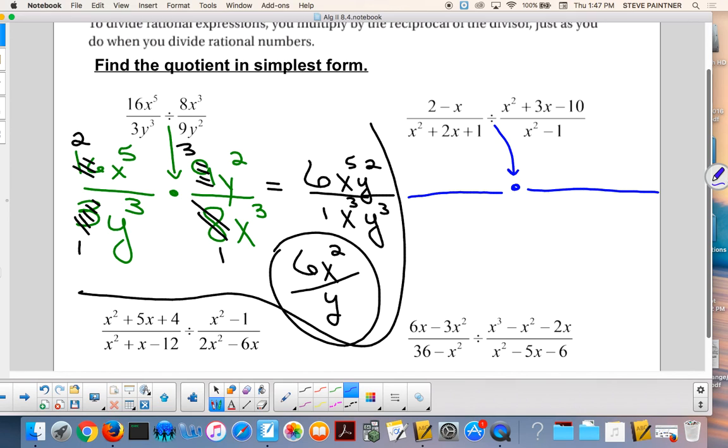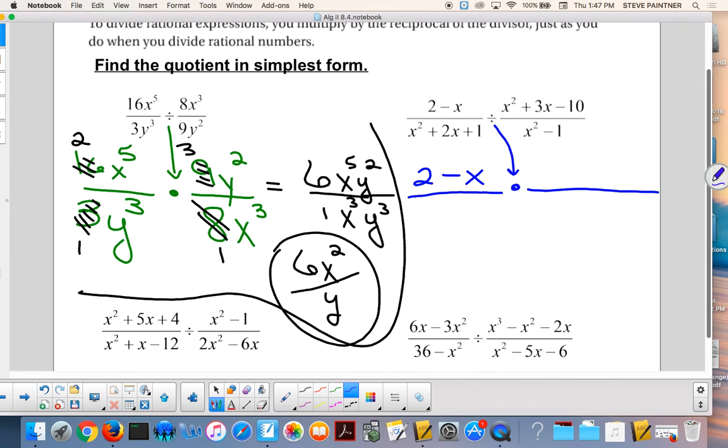There is one up here that's not factorable. Anybody know which one it is? 2 minus x. 2 minus x is not factorable. There's no GCF. It's not the difference of two perfect squares.